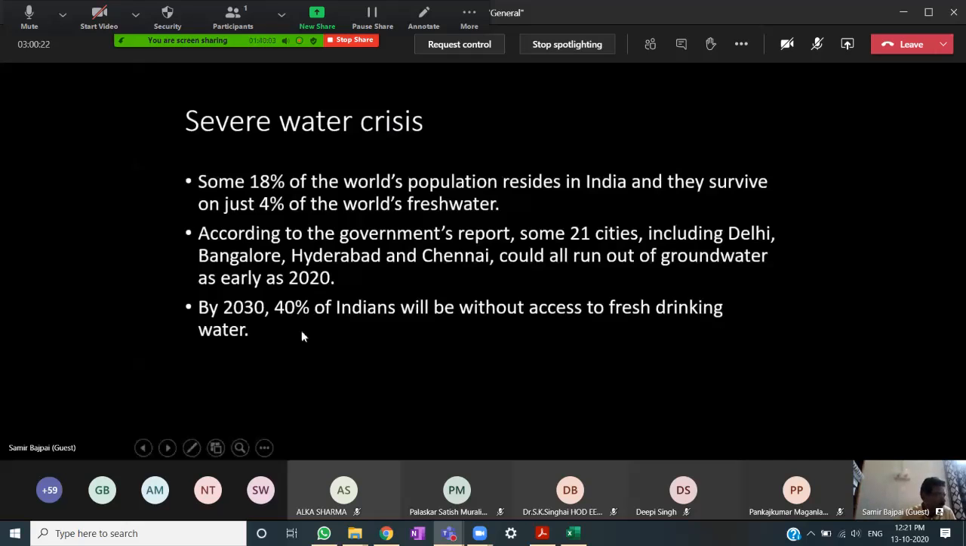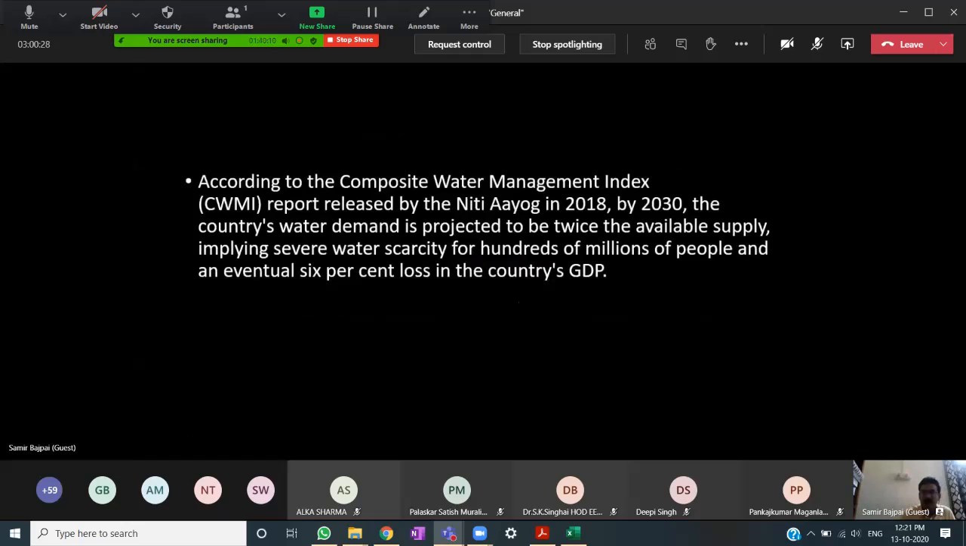India, simply we don't have money because we have a 130 crore population and limited resources. You need to reduce your consumption. You need to be careful about the waste you generate. So be it public policy, be it personal policy, you need to be careful. Waste water management index report released by NITI Aayog in 2018.